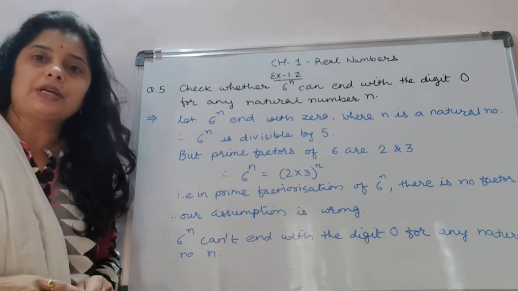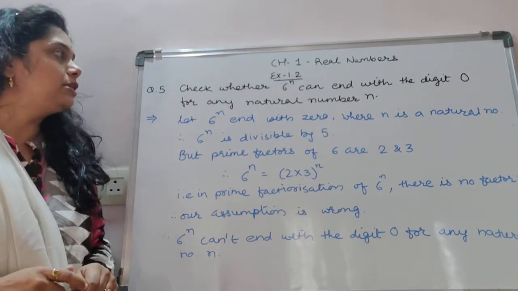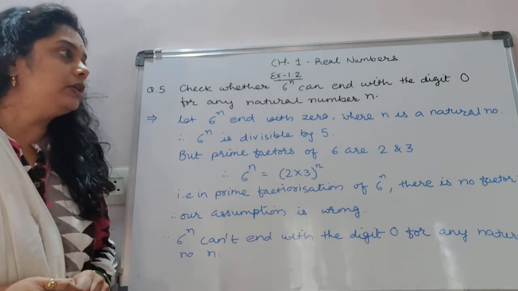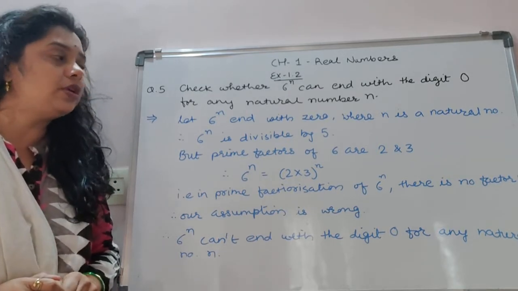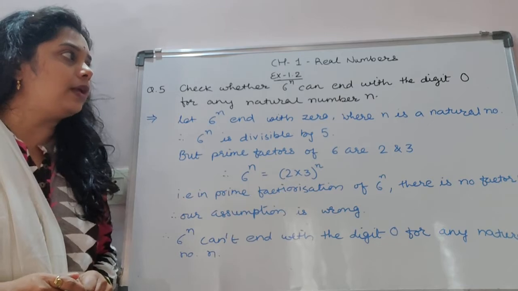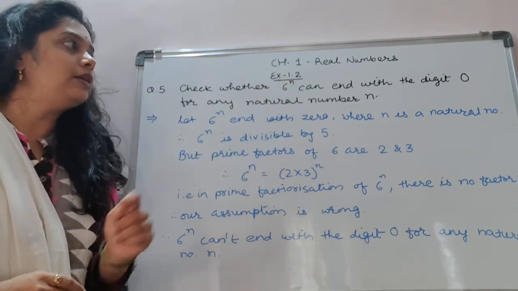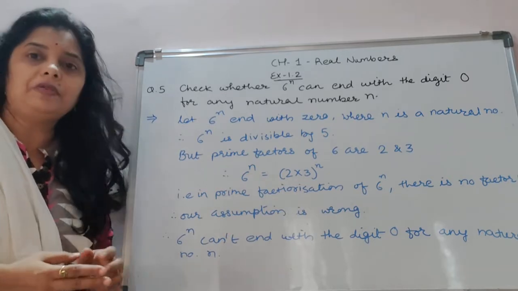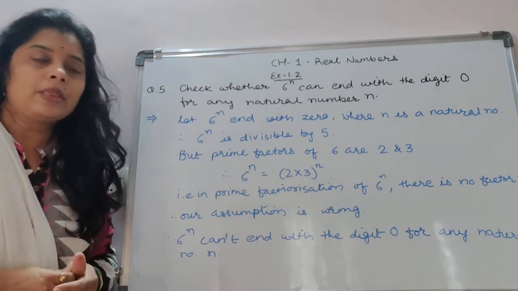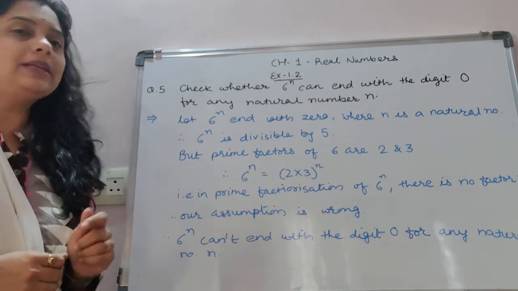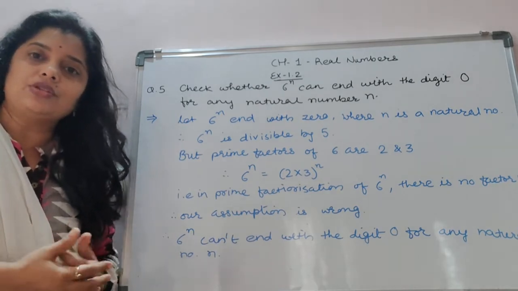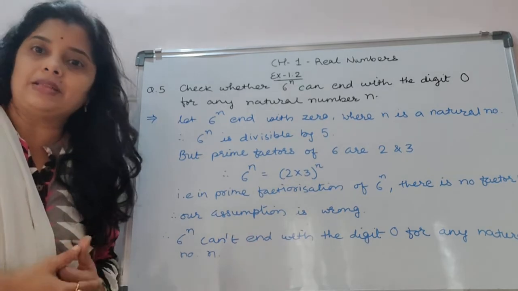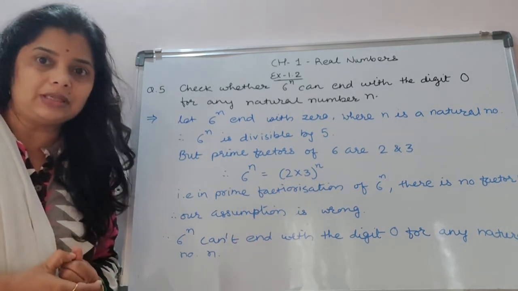Now we are going to start question number 5. In that it is given: check whether 6 raised to n ends with the digit 0 for any natural number n. So obviously, if we see the question, 6 raised to n, and n is a natural number, which means it starts from 1. So if we take n equal to 1, 6 raised to 1 is 6.